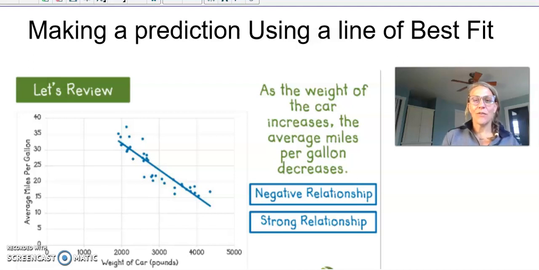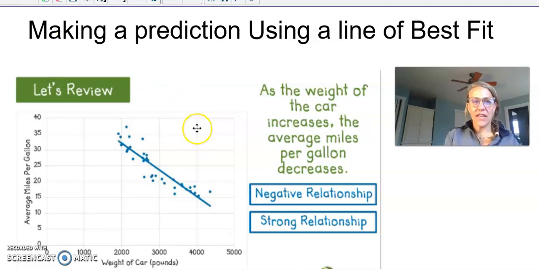All right, now that you know how to make a line of best fit, now we're going to actually use the line of best fit. So the whole point in having a line of best fit is to use it to make some predictions. Now, notice I'm saying it's a prediction. It is not going to be exact. It isn't a for sure thing. This is just approximately what could happen.